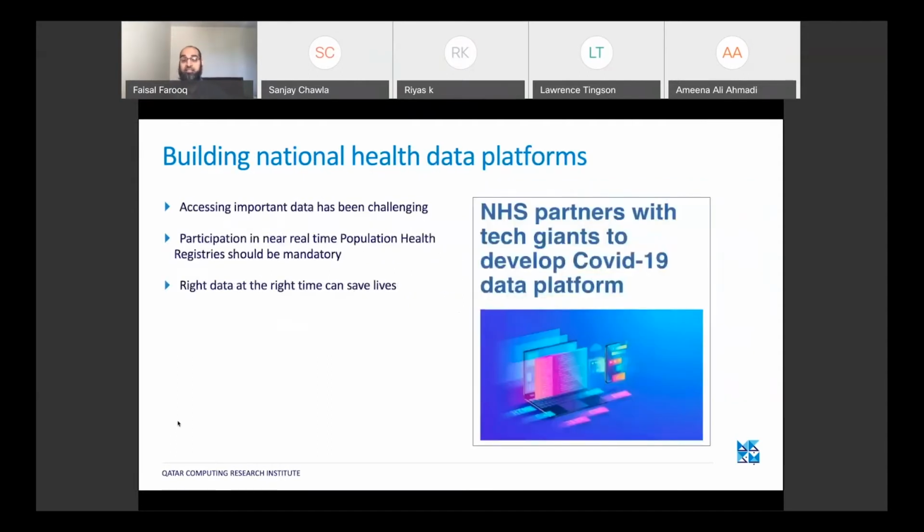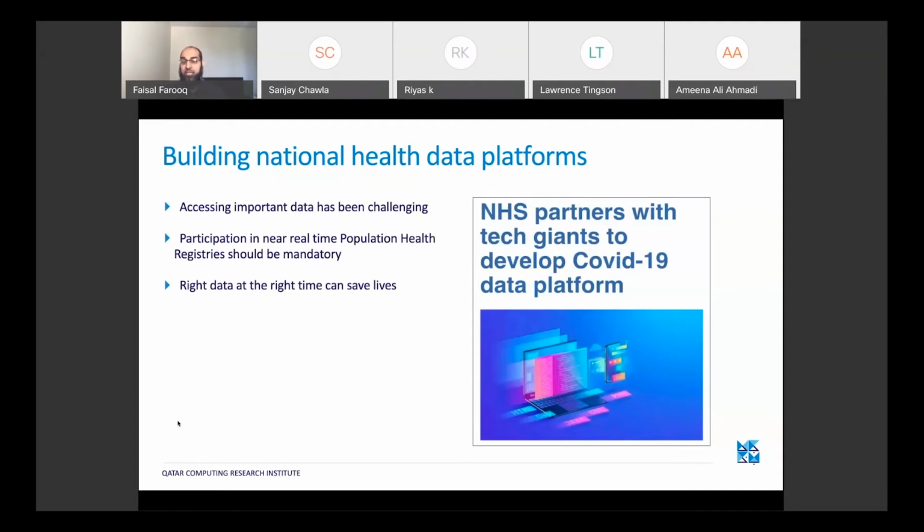So another important thing that has come about is in terms of preparedness. And again, people often underestimate this, but this is critical. And now it has shown during our current pandemic the need for building these national health data platforms, because it's critical to access the information that is generated, especially clinical information or epidemiological information. And to be honest, participation in these near real-time population health registries should be mandatory for all hospitals, for all care providers.